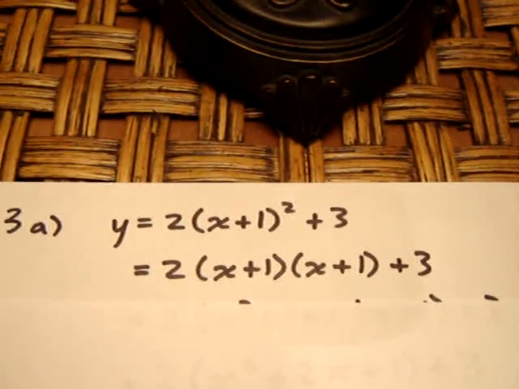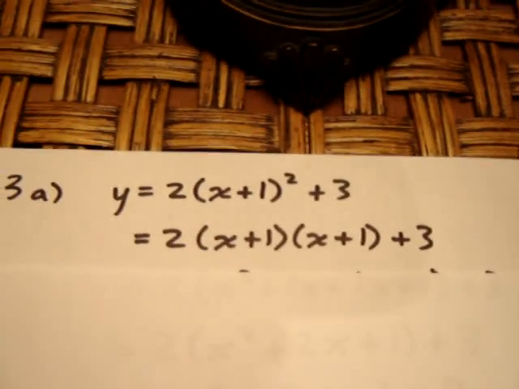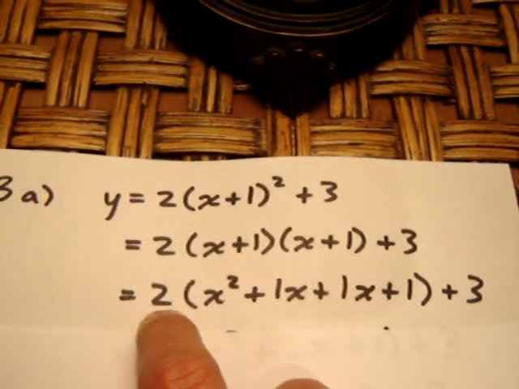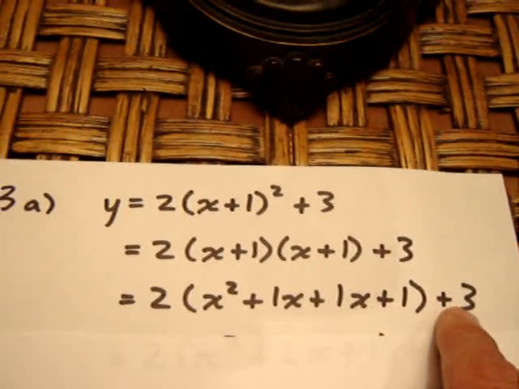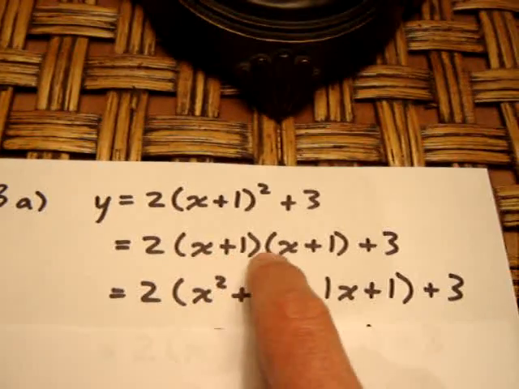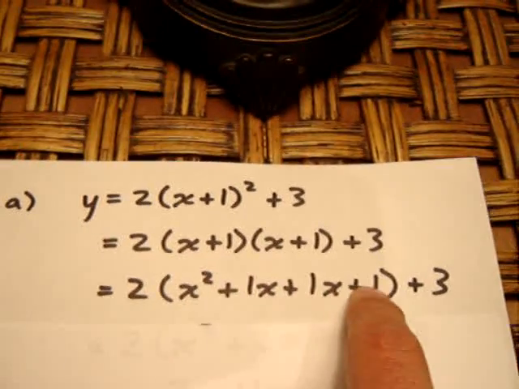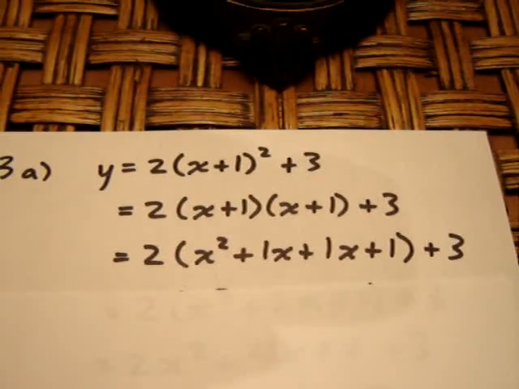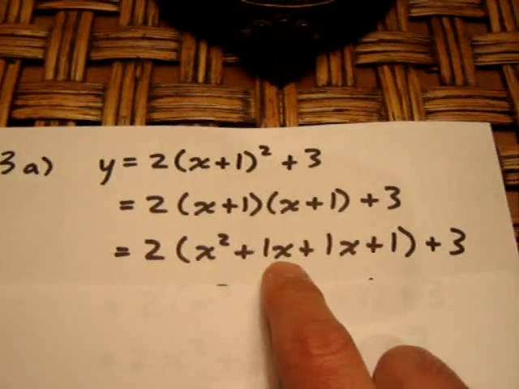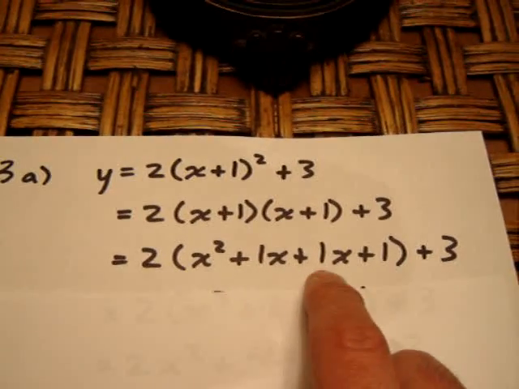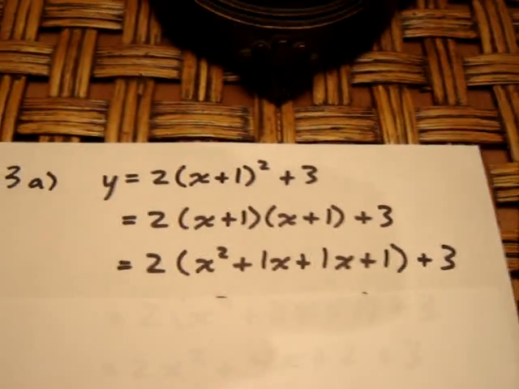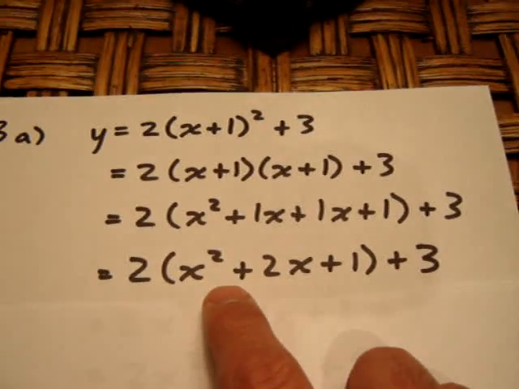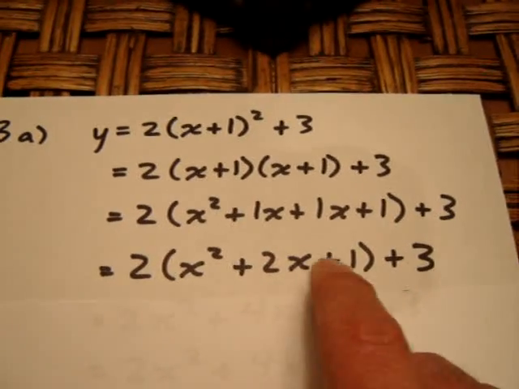I like to leave that coefficient in front till the end. So if we look at our next line, we see that I brought the 2 down and I brought the positive 3 down, but all I did was I expanded this out like this. Now, in the next step, we have to collect like terms inside the bracket. We have a plus 1x and a plus 1x. So inside the bracket, we get 2 times x squared plus 2x plus 1.